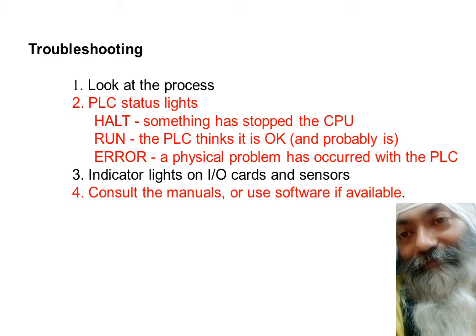In case of any such error, the best way is to consult the manual or use the software if it is available. A manual is in the form of a booklet or a book, so you can go to a particular page, because every PLC has its own unique set of indicators, and therefore I cannot tell you at this stage which is the manual instruction. If you buy from Allen Bradley, or from Siemens, or from Fanuc, every PLC manufacturer will have its own way to identify the errors as well as to troubleshoot them.